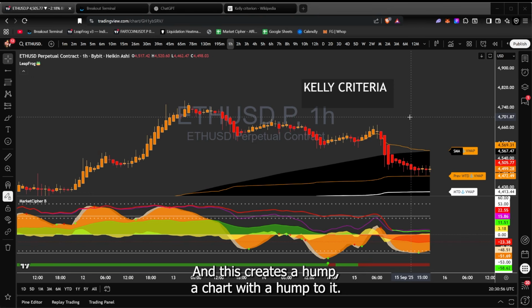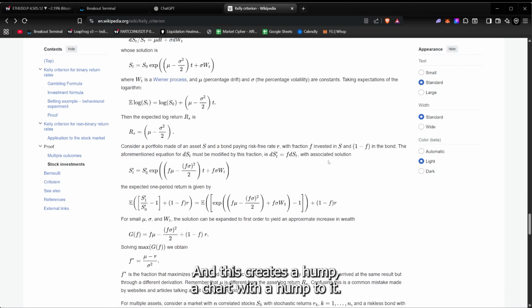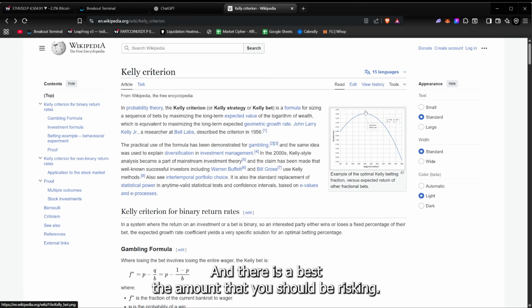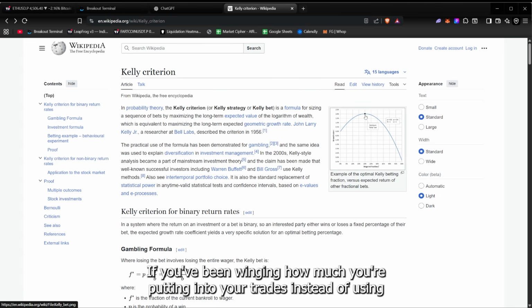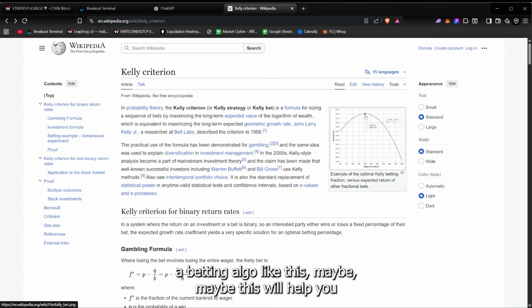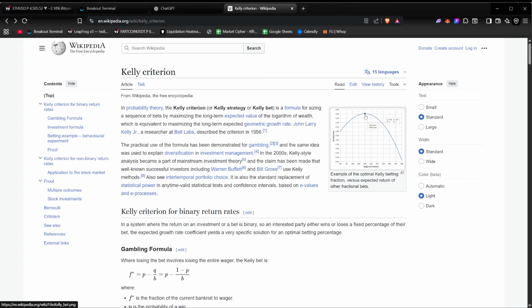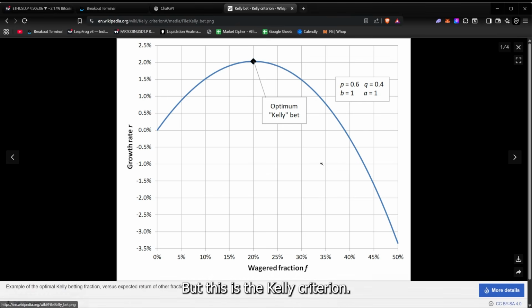And this creates a chart with a hump to it. And there is a best amount that you should be risking. So knowing this, it's like, oh my gosh, if you've been winging how much you're putting into your trades instead of using a betting algo like this, maybe this will help you, because maybe you guys are putting too much or too little in your trades. But this is the Kelly criterion.